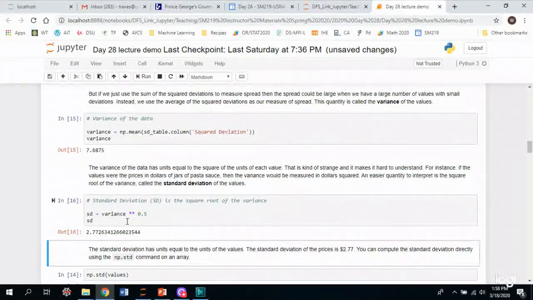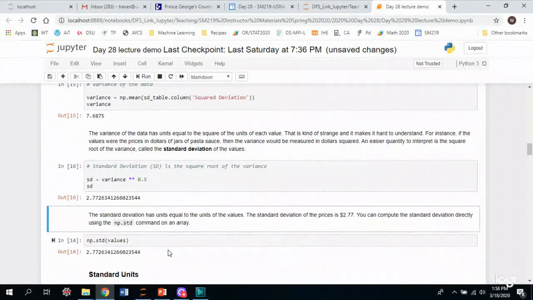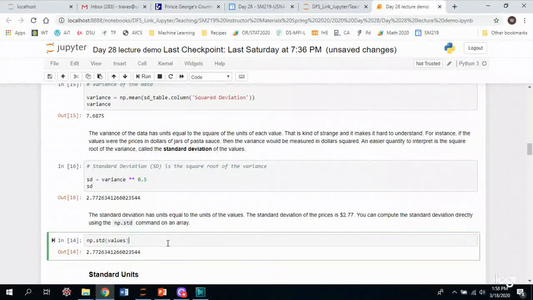The standard deviation here is 2.77. You could interpret that as 2.77 weeks, or, as is here in our notebook, if the values were prices in dollars of jars of pasta sauce, then the standard deviation would be $2.77, telling you something about the spread of the prices among these 4 jars of pasta sauce. You can also use the np.std, the NumPy standard deviation command, to get the standard deviation directly from an array.